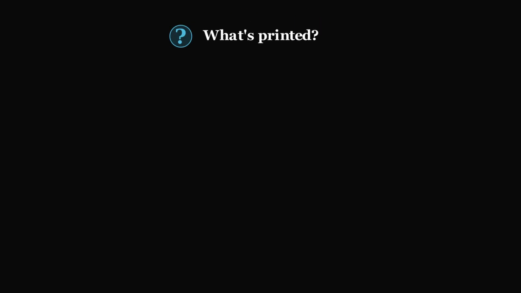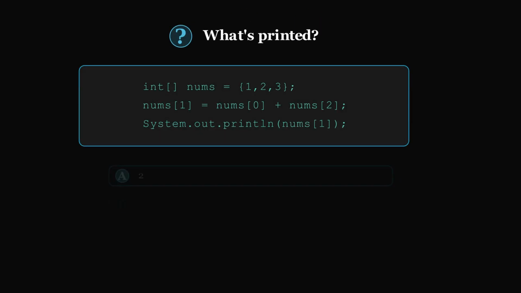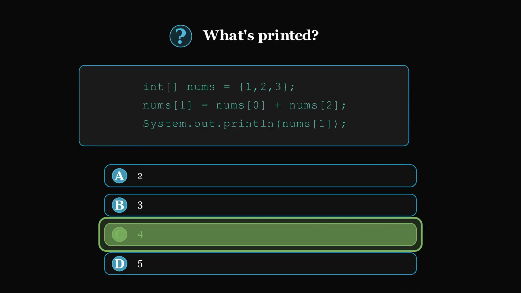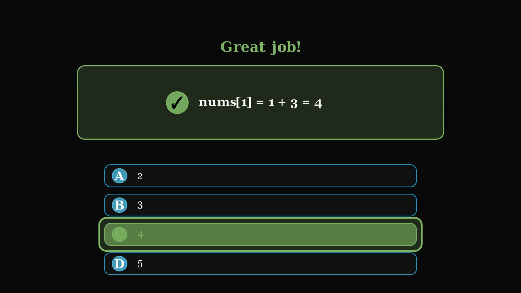What's printed? Which one is correct? The correct answer is nums[0] equals 1, plus 3, equals 4.